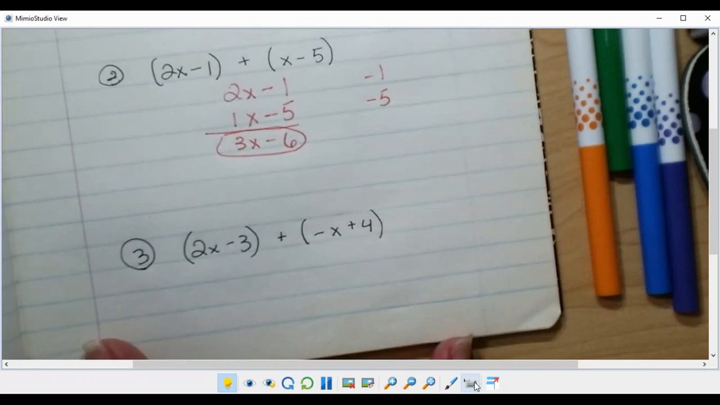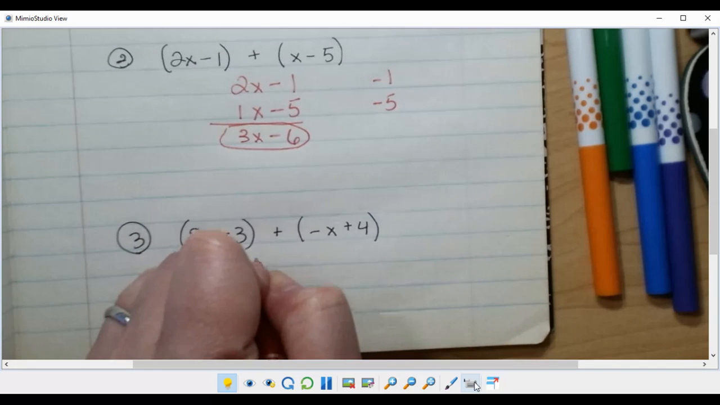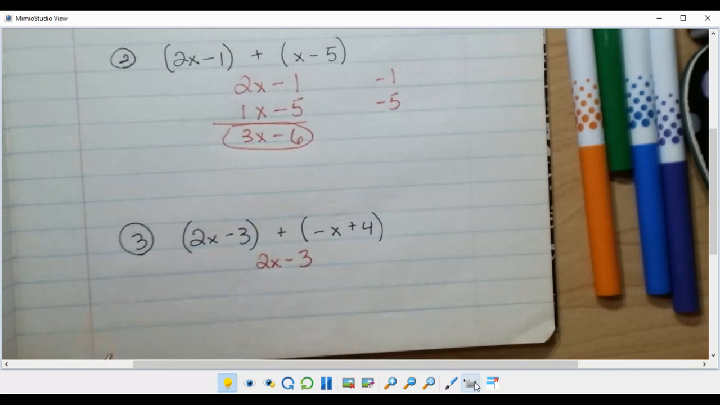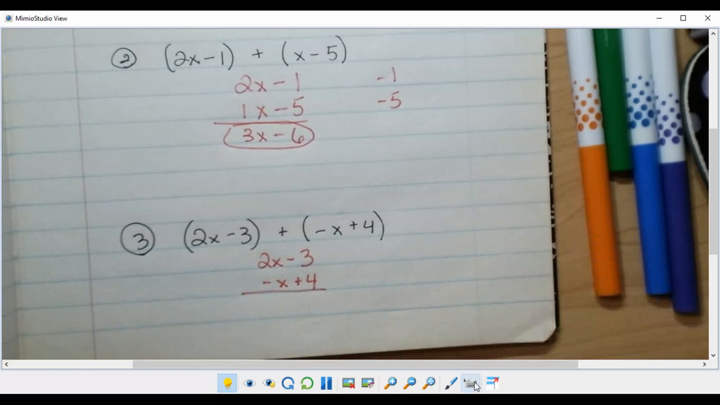All right, one more before we get into the next level. Again, we got some negative signs happening here. Let's stack these. 2x minus 3, negative x plus 4. And again, this is one of the reasons that I don't usually put the addition sign out here, because I've got a sign and then is it plus, is it subtraction? We just kind of take the signs with it.